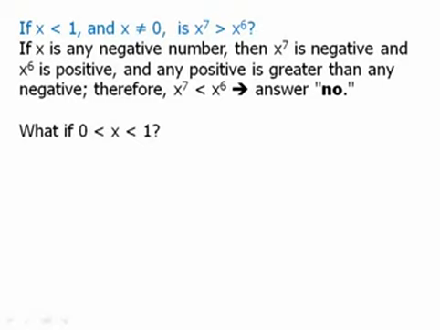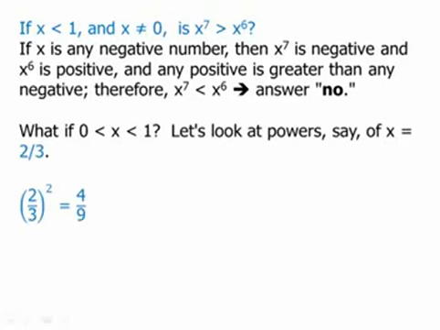What if x is a positive number between 0 and 1? These are the only positive numbers allowed. Well, if we square, say, 2/3, we get 4/9. If we cube it, we get 8/27. Now notice that 2/3 is above 1/2, 4/9 is slightly below 1/2, but it's above 1/4. 8/27 is definitely less than 1/3, while 4/9 is greater than 1/3.